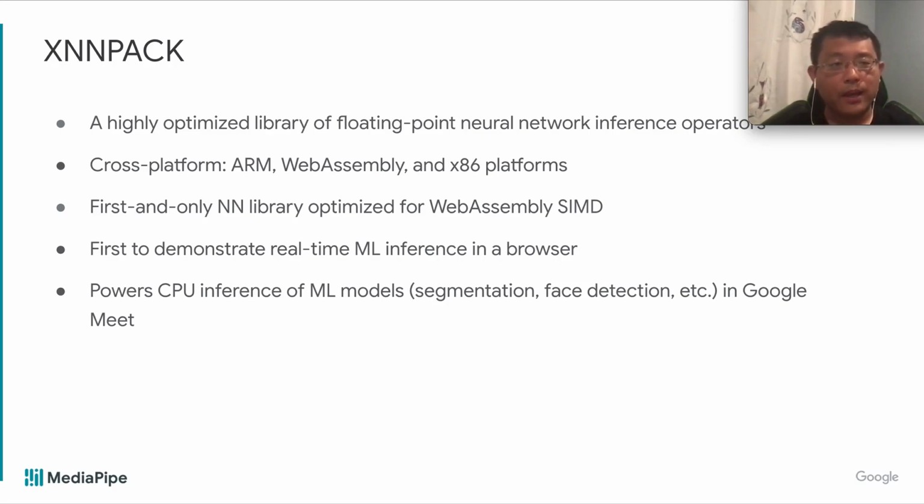We use XNNPACK for CPU model inference. XNNPACK is highly optimized library of floating point neural network inference operators. It runs cross-platform, including ARM, WebAssembly, and x86. It is the first neural network library optimized for WebAssembly SIMD, and it's the first to demonstrate real-time ML inference in the browser. It powers CPU inference of ML models, including segmentation and face detection in Google Meet.